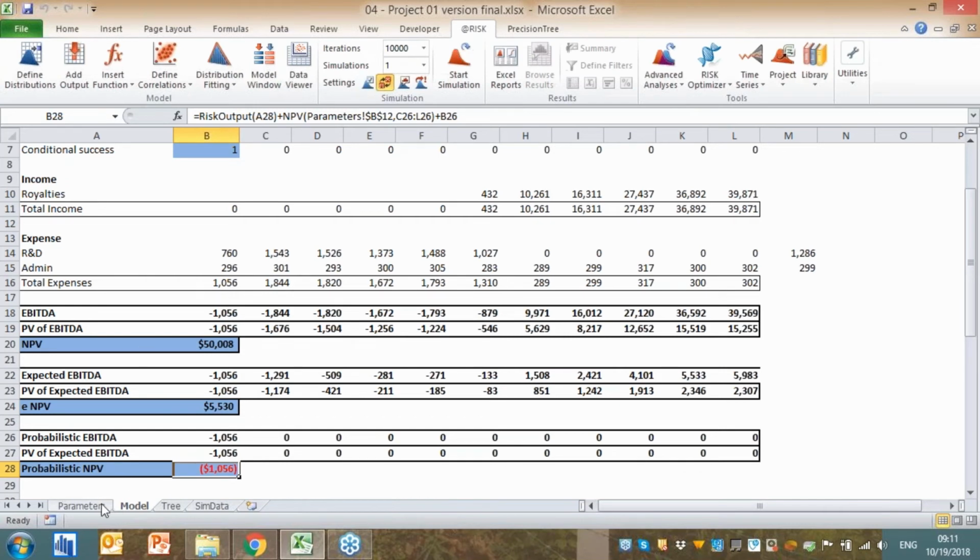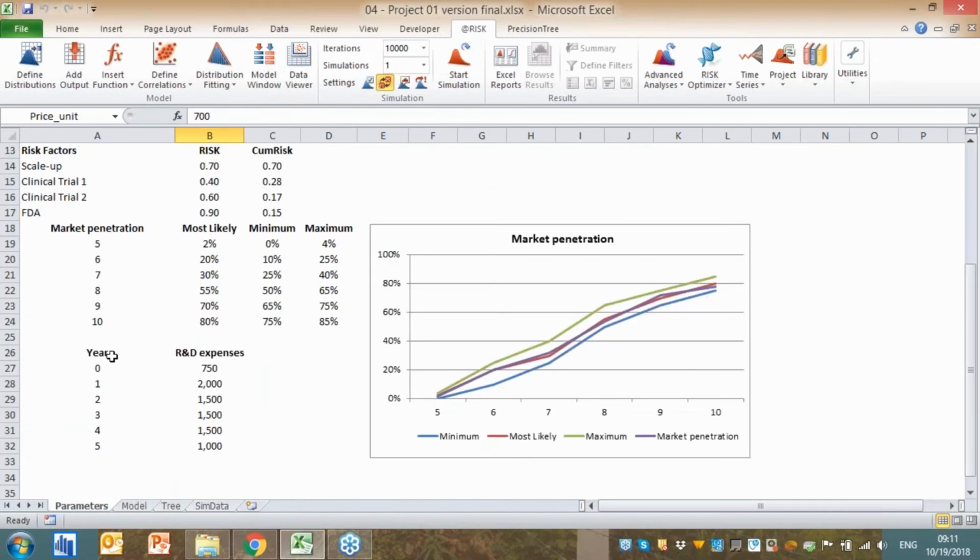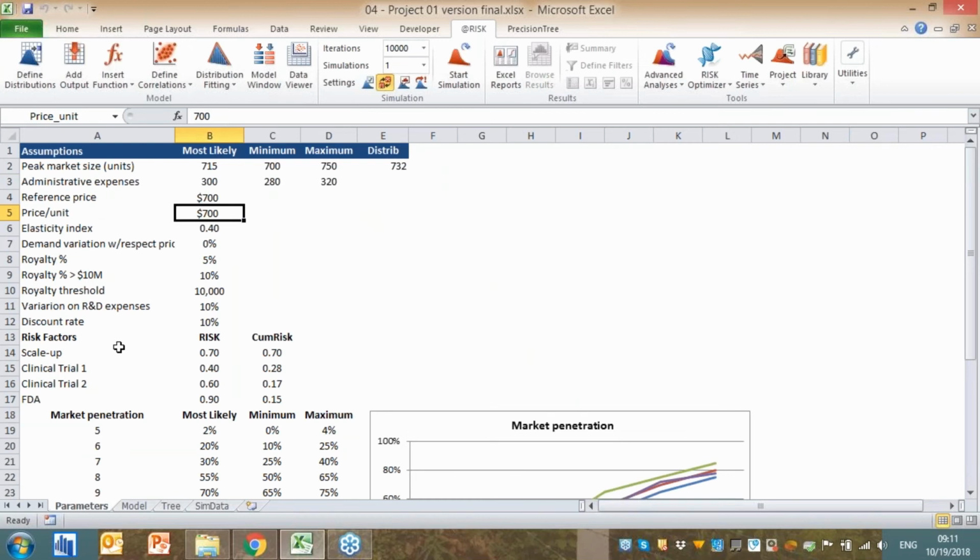We said first on parameters, for example, that some of these variables for our model are probabilistic. For example, at some point we said that the royalty percentage, about $10 million, was going to be this amount of money. But R&D expenses is going to have a variation of 10%. In other words, we are not sure whether R&D is going to be held constant along the fixed number of years in which we have R&D expenditures.